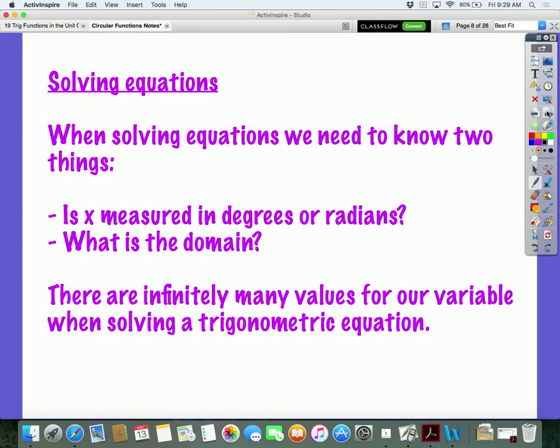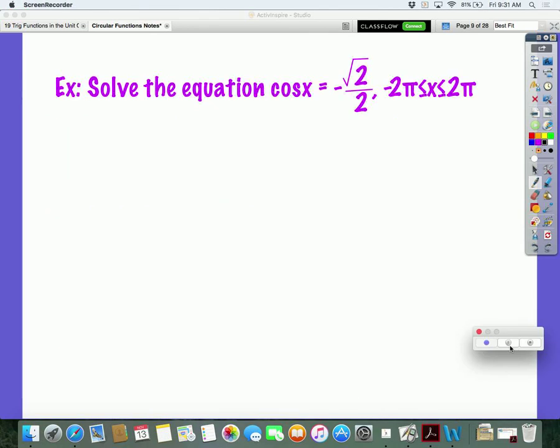And then, what is the domain? Because they're going to want specific values only in between certain numbers. So you want to make sure that you give all the angles within that domain. Now I realize there are infinitely many values for our variable when solving a trigonometric equation, hence why the domain is important. All right, so let's look at this first example. You have to solve the equation cosine x equals negative root 2 over 2, and x is bounded between negative 2 pi and positive 2 pi. So you need to figure out, am I answering this in degrees or radians?